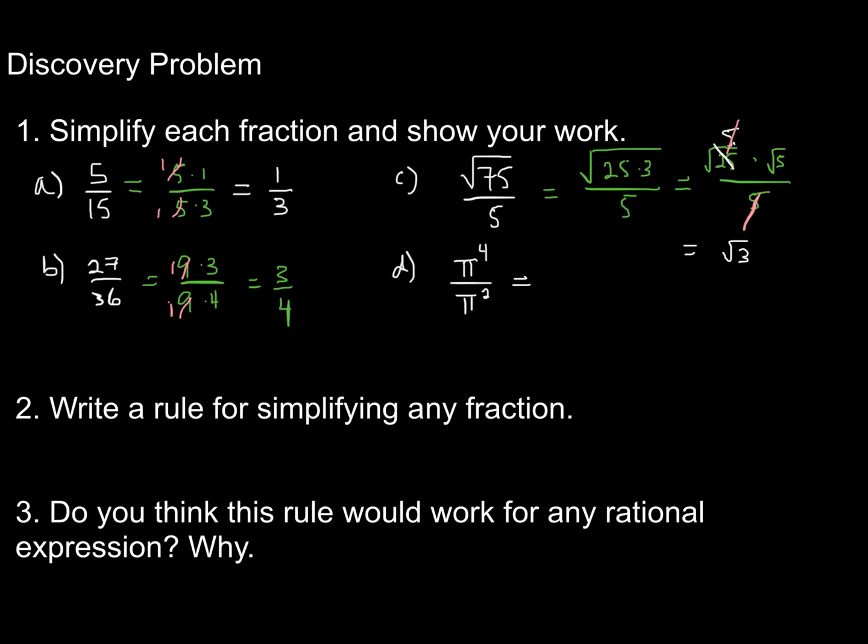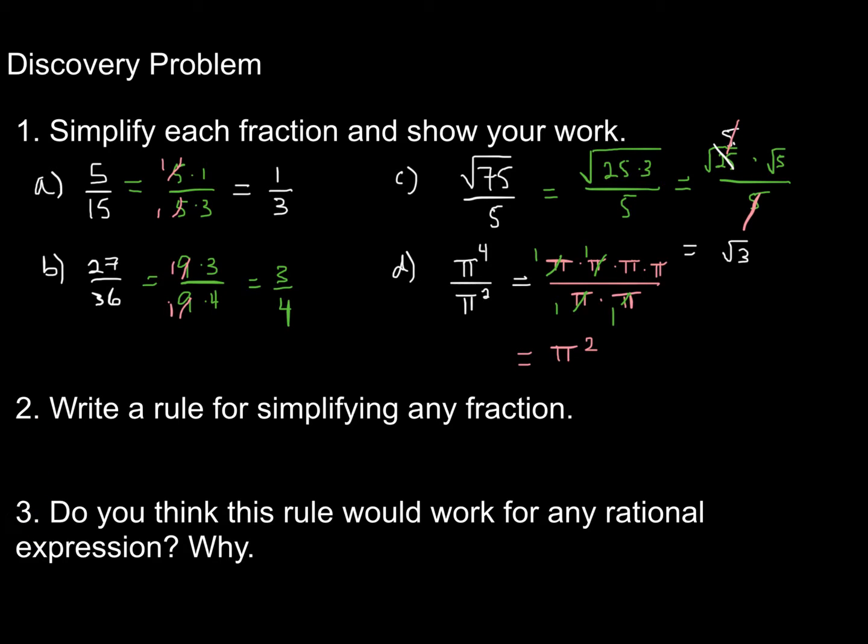Here I have pi to the 4th divided by pi squared. So I can rewrite this as pi times pi times pi times pi divided by pi times pi. Well, pi divided by pi is 1. Another pi divided by pi is also 1. So now in my numerator, I have pi times pi, which is pi squared, and in my denominator, I just have 1. So I'm left with pi squared.